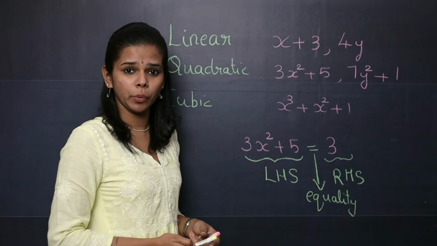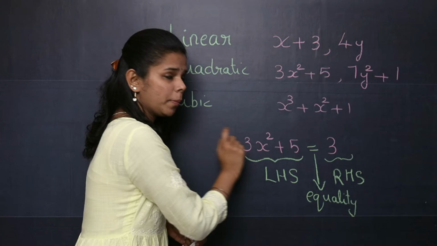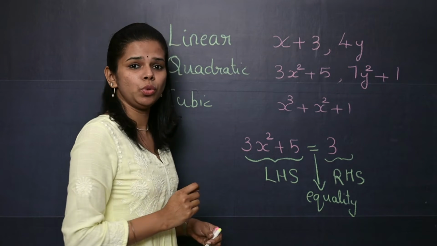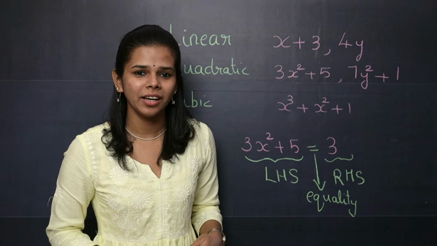But what kind of an equation? Let us look at the degree. Here the degree is 2. So this becomes a quadratic equation.